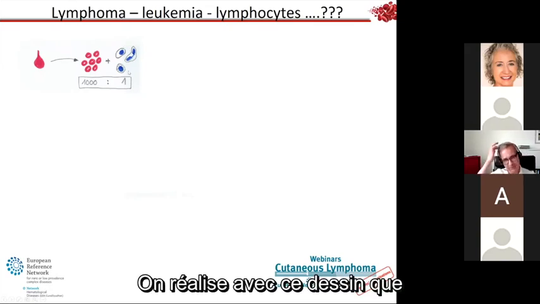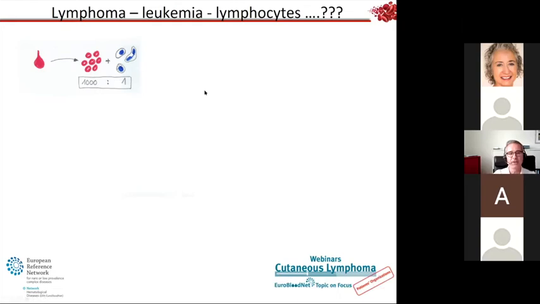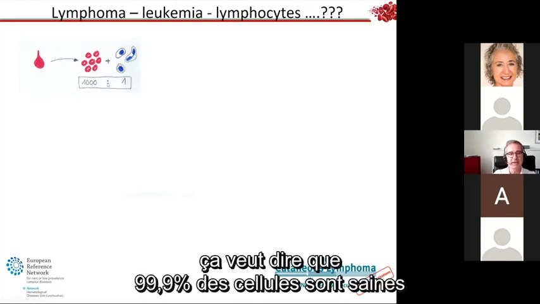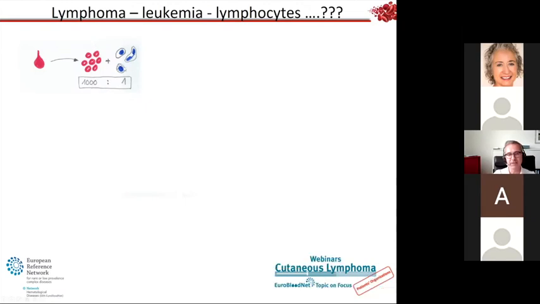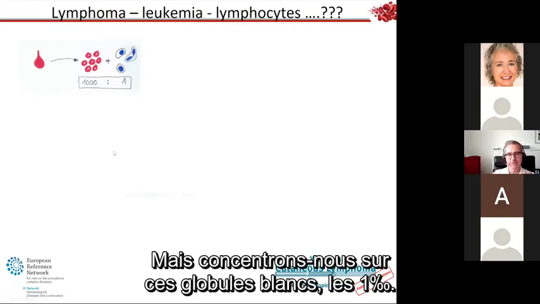So already from this sketch, you will realize that even if you have Sézary syndrome, it still means that 99.9% of your cells are healthy, and only a very minute part of your blood is actually leukemic. But let's focus on these white blood cells, the 1 per mil.